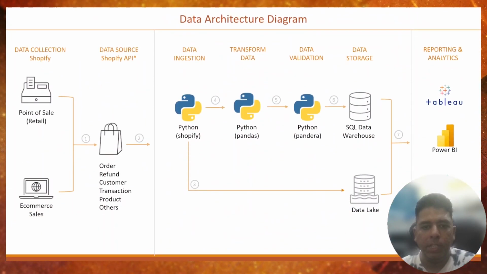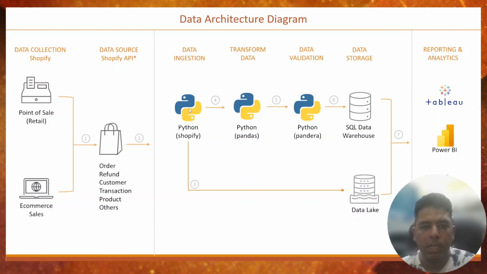This is the data architecture diagram, which is a 1,000 feet overview of the entire process. We collect data at a Shopify point of sale, where we have retail stores and the website sales. The data we get from the API is orders, refunds, transactions, customers, etc. From a data engineering point of view, we ingest this data from the Shopify API and store it accordingly. One copy is stored in the data lake, which is the original data source of the API, so that we can go back and refer to it, as well as it can be used by the data scientist team.